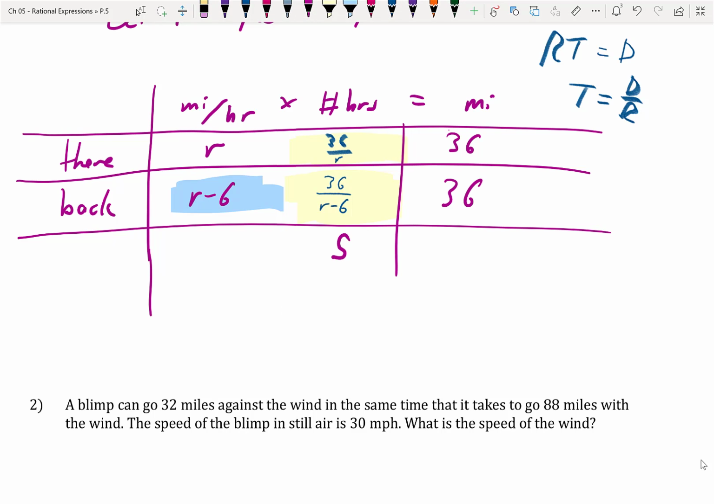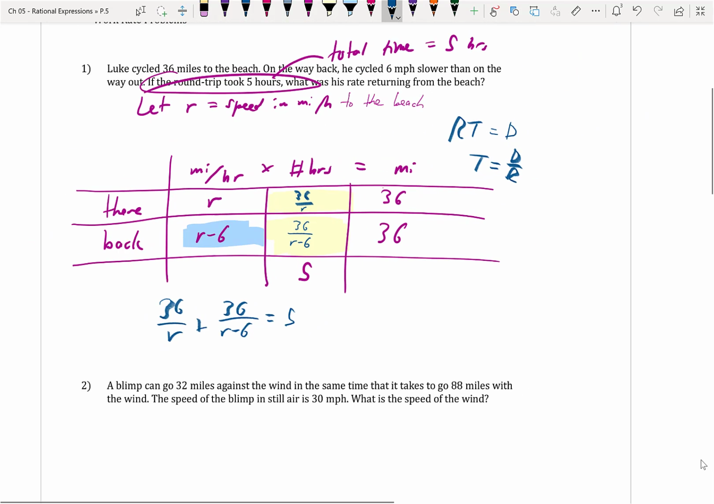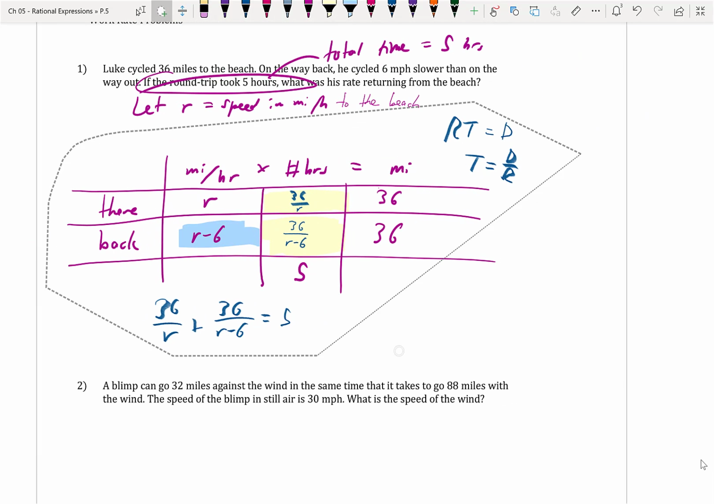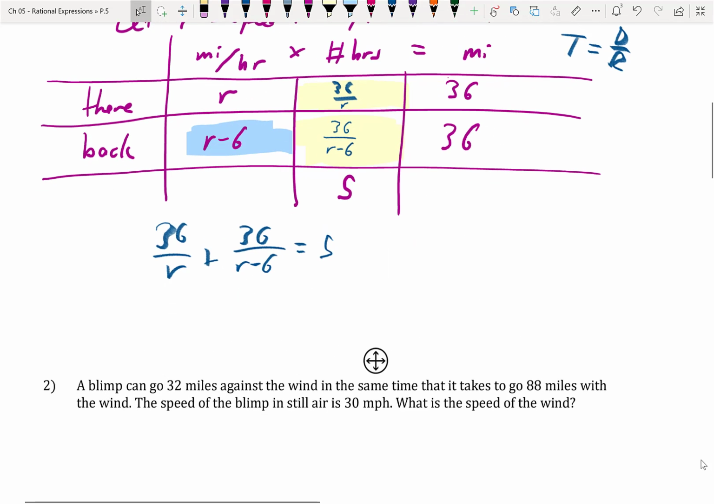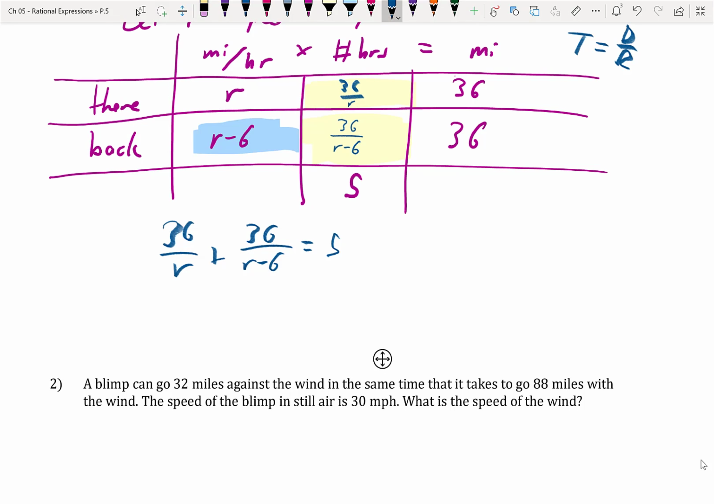So then my setup should be 36 over r plus 36 over r minus 6 equals 5. Now we can do a least common denominator on this. I need just a little bit more room, so I'll scooch all this up. LCD? So I get 36 times r minus 6 plus 36r equals 5r times r minus 6.